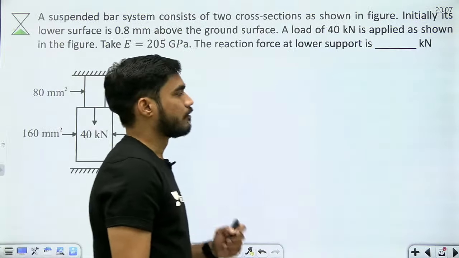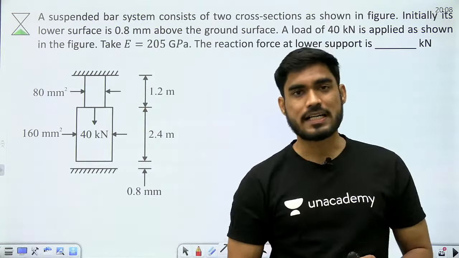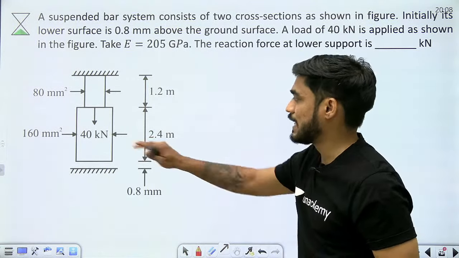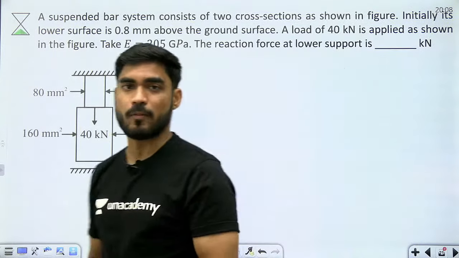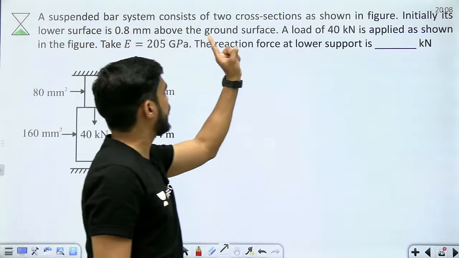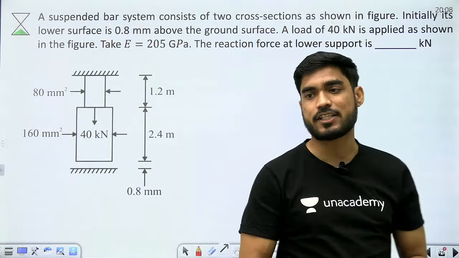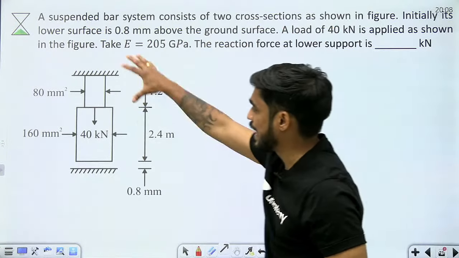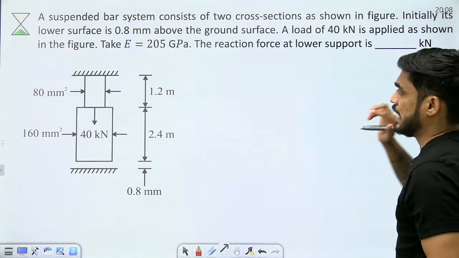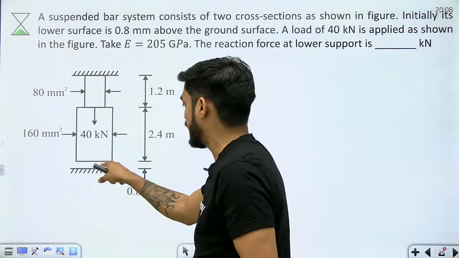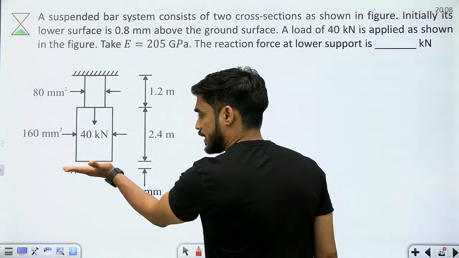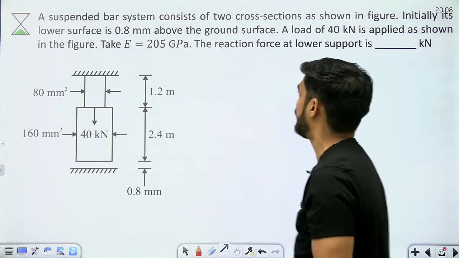नाउ बेटा we have solved statically indeterminate problems of different types. This is another type of statically indeterminate problem. Now understand how to solve this problem. A suspended bar consists of two cross sections as shown. ठीक है, एक suspended bar है, वो दो अलग अलग cross section का बना हुआ है. Initially its lower surface is 0.8 mm above the ground. Okay, so the lower surface is not touching the ground.